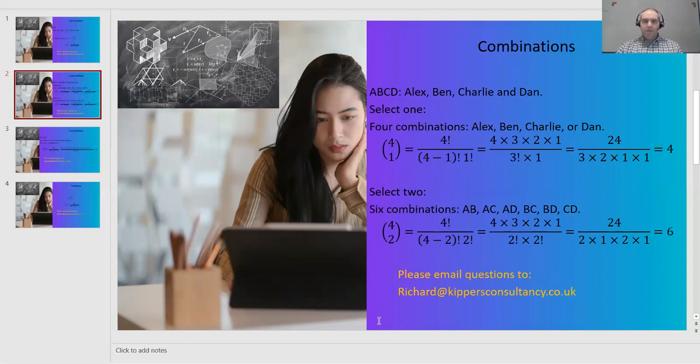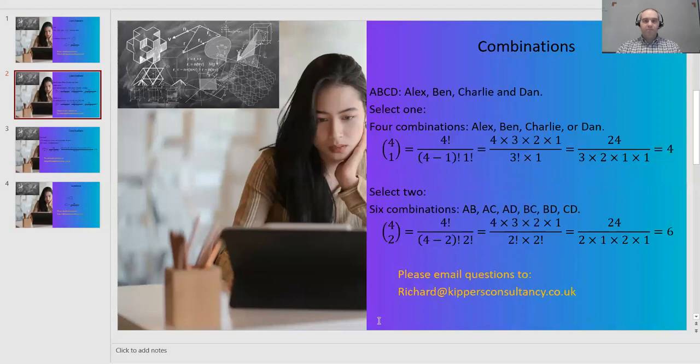It may be easier to see with an example how this works. Let us just go back to ABC, or in this particular example, ABCD. Imagine 4 students, Alex, Ben, Charlie, and Dan. If we wanted to select one student out of the 4, there are 4 combinations. We have Alex, or Ben, or Charlie, or Dan.